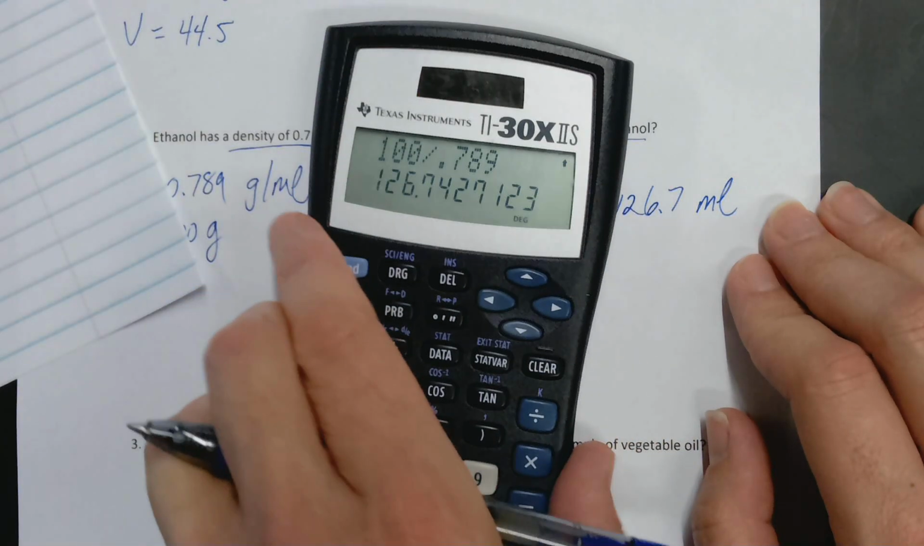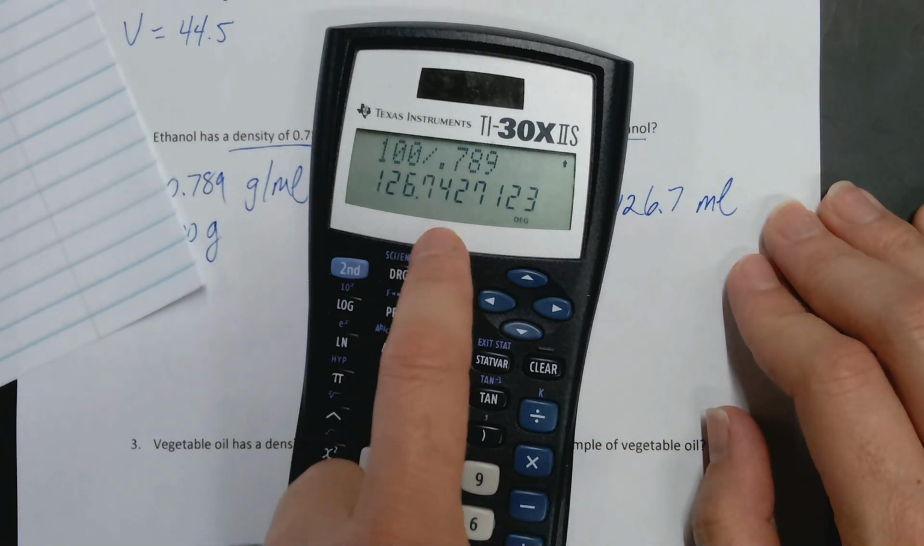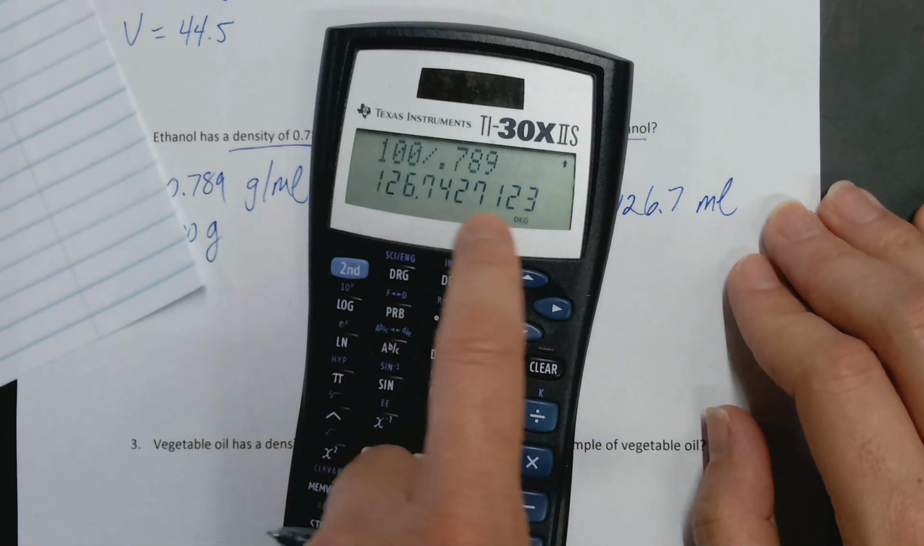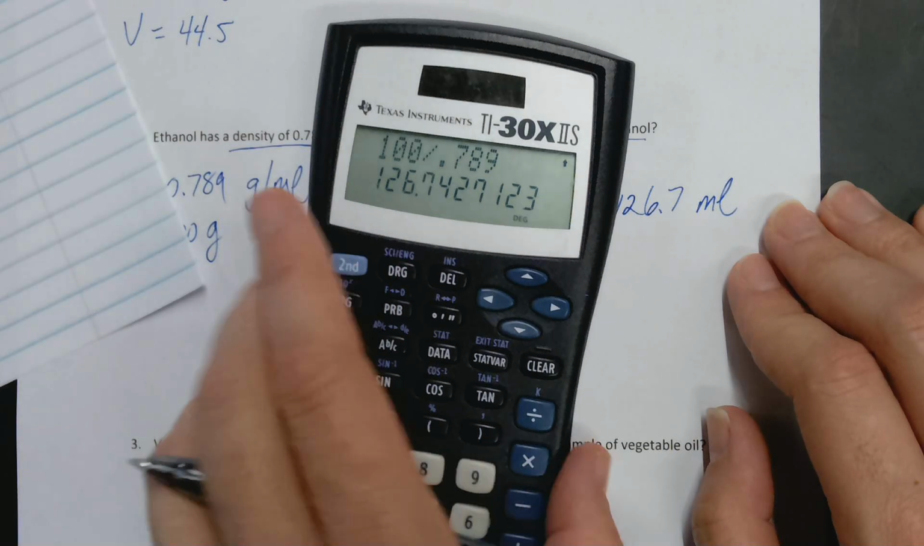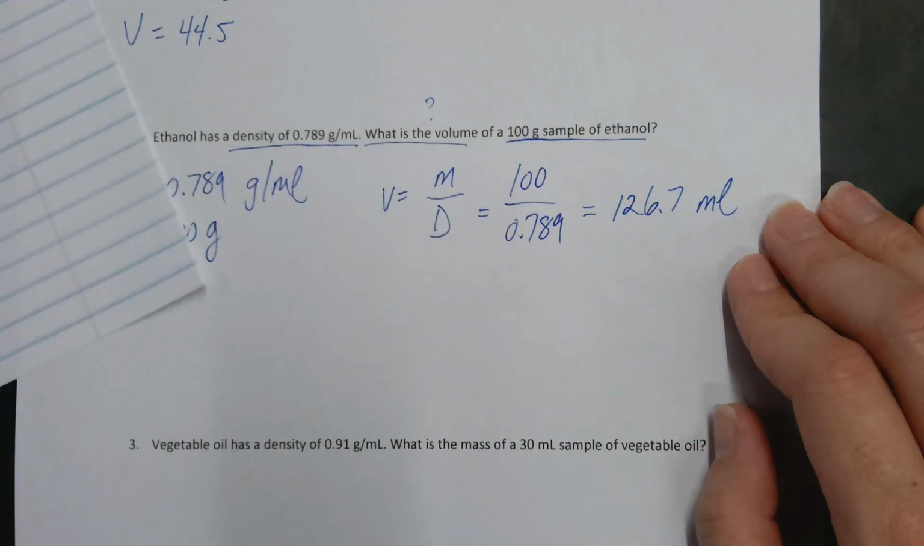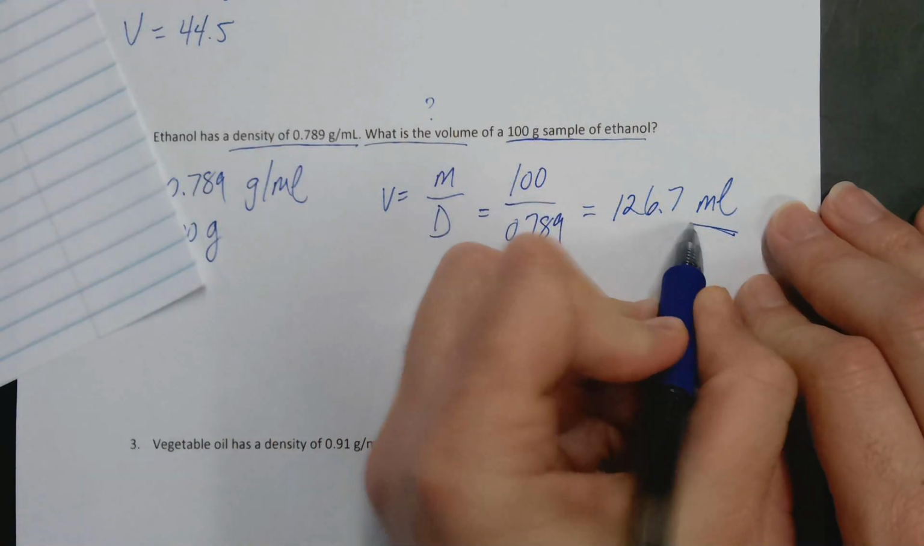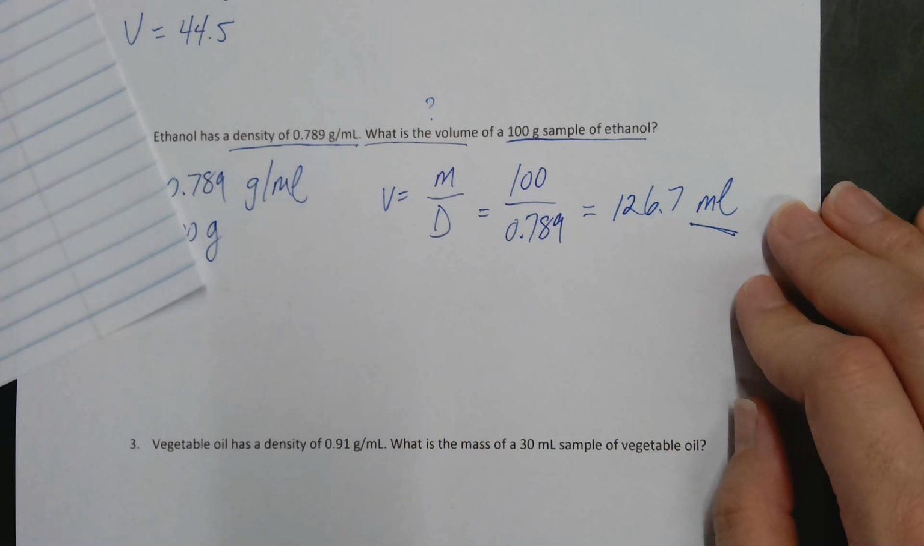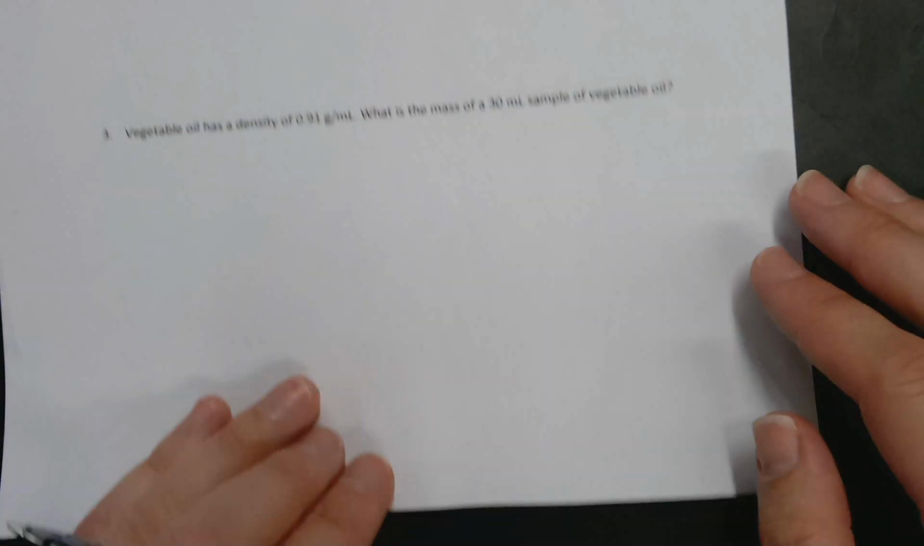So a couple of things. Notice how I'm not using every decimal here, I'm rounding. So you don't need to write all of these decimals. And then the second thing is, make sure you include your units. Okay, last one.